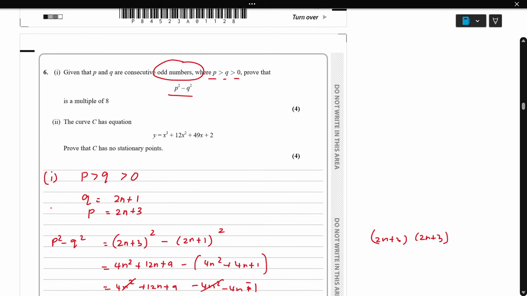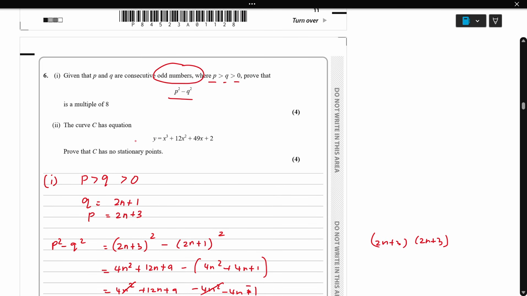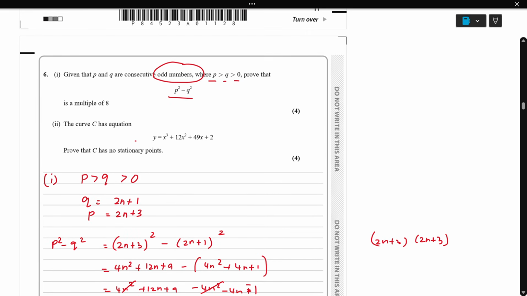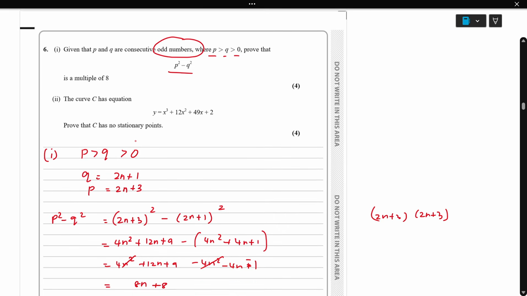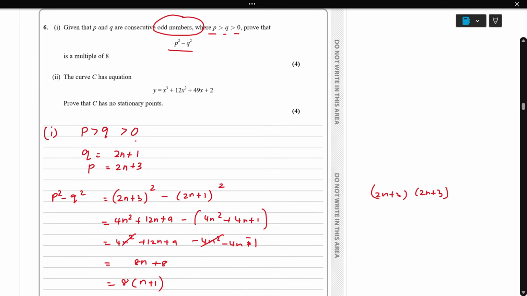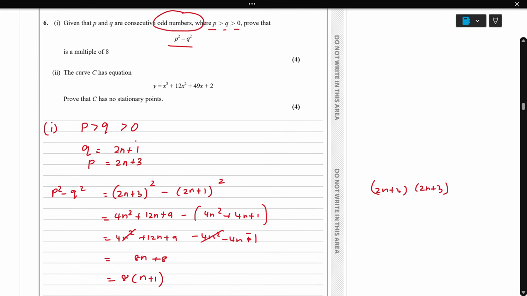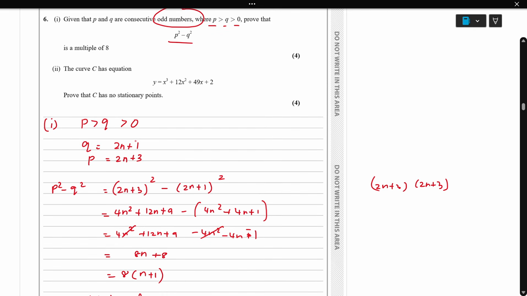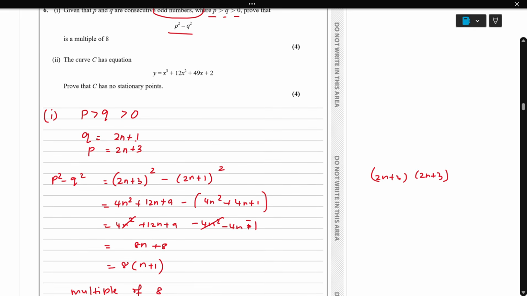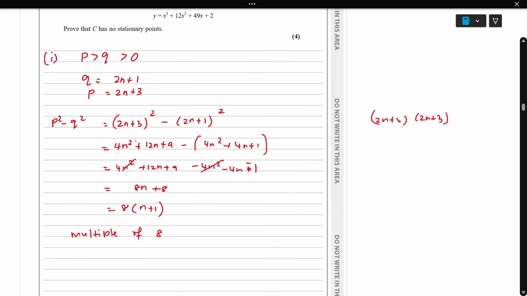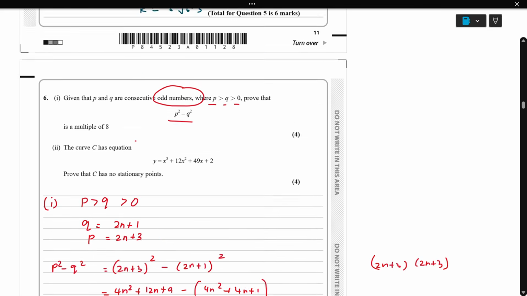Now the second part is going to be the curve. We have the equation and need to prove that there is no stationary point. For a stationary point, first we need to do dy by dx equal to 0, then we have to find the stationary points.